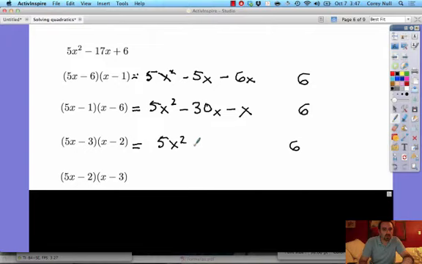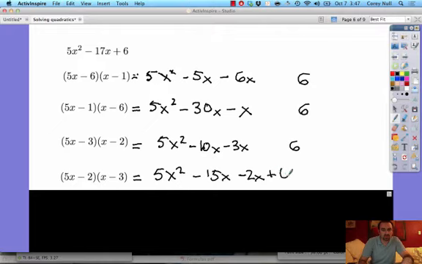Okay. Let's see here. This is looking a little more promising: negative 10x minus, that was close, negative 13x. I hope this is it, because otherwise we're out of luck. Minus 15x. Yes! Yes, it works. Because negative 15x minus 2x is negative 17x. So the factorization of this polynomial, of this quadratic, is right here.